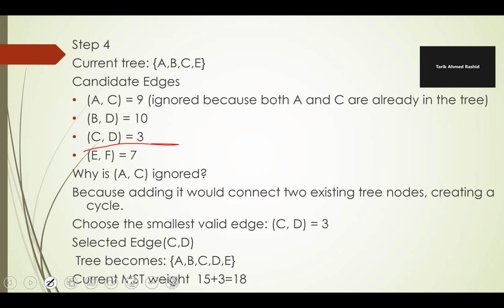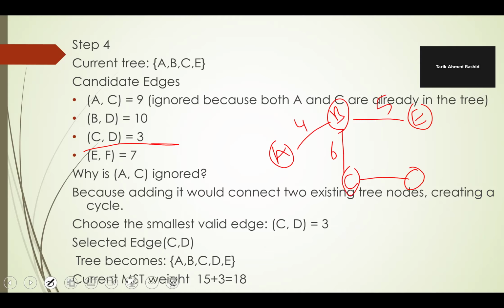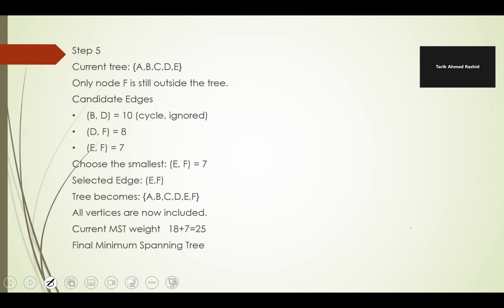So let's draw it again. We started with A going to B with 4, and B to E, that was 5, and B to C, that was 6. And now C to D is 3. Adding 5, 4, 6, 3 gives you 18. That's our diagram so far.